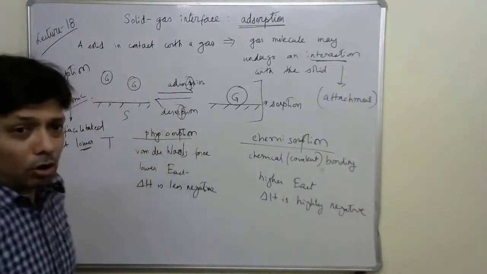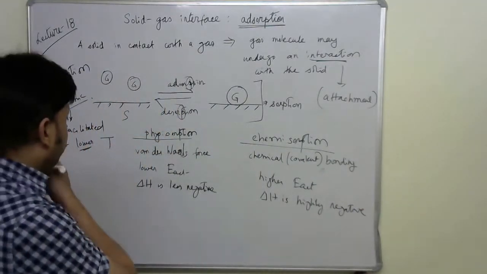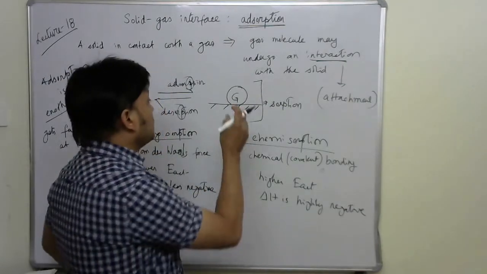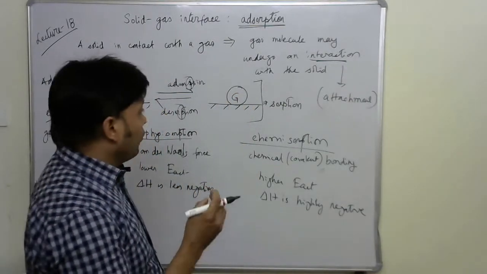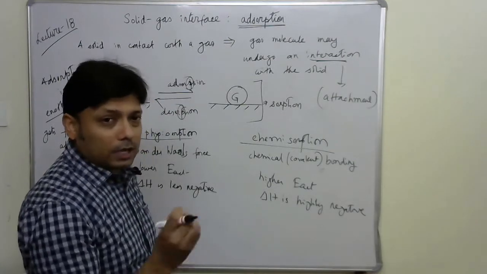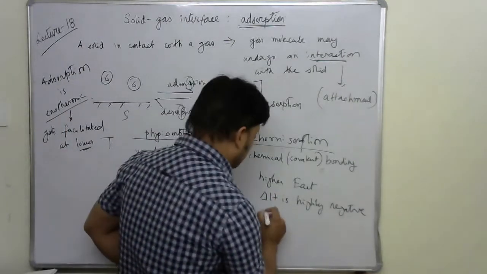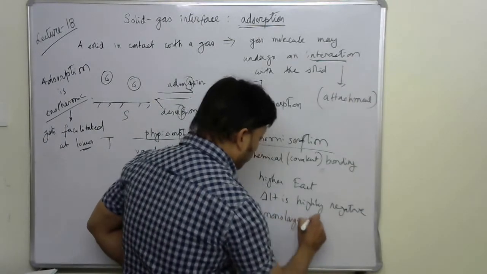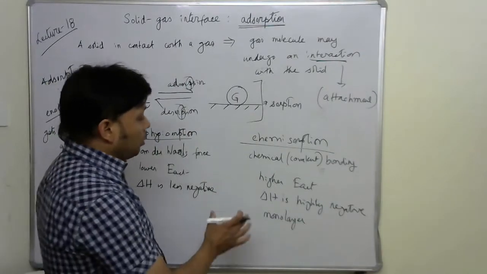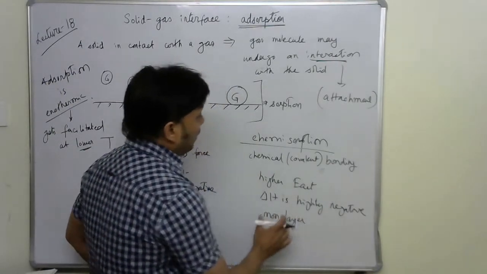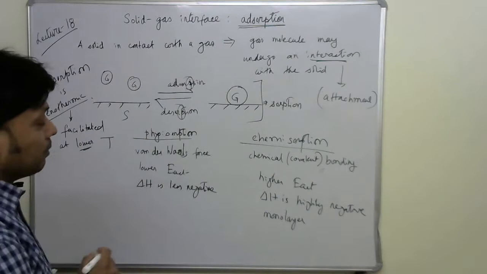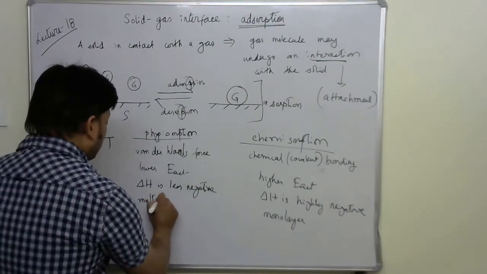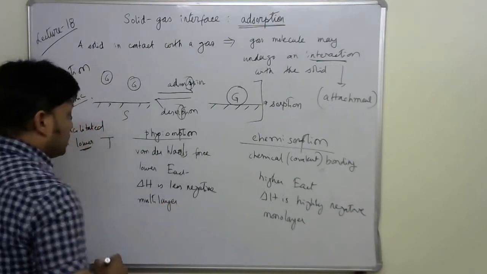Now the last but not least, the major difference is that since chemisorption requires chemical bonding between the gas molecule and the solid, every time the gas molecule needs to have contact with the solid. So therefore, this chemisorption is mainly limited within the monolayer adsorption. Means the gas molecules would essentially form a monolayer on the solid surface. So that is chemisorption. But in physisorption, the multi-layer adsorption is always possible.